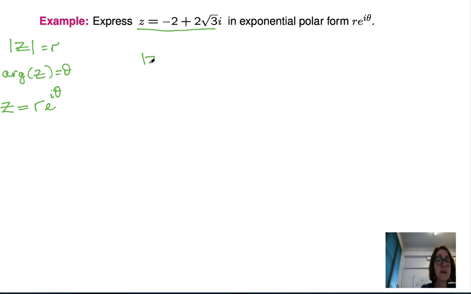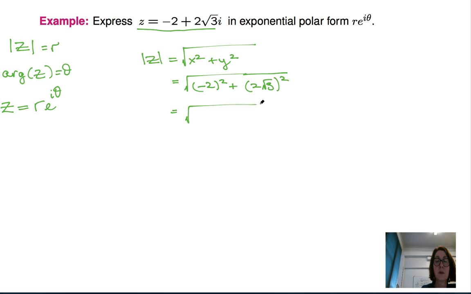So our modulus of z, remember, is the square root of x squared plus y squared. So for us, it's the square root of (minus 2) squared plus (2 root 3) squared. So this is equal to the square root of 4 plus 4 times 3. So it's the square root of 4 plus 12, which is root 16. So that gives us 4.